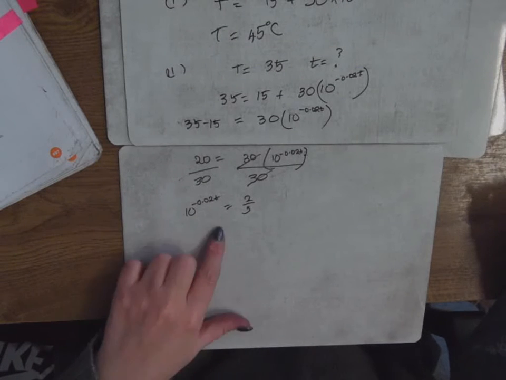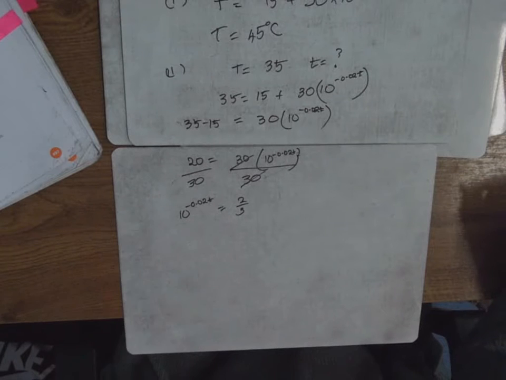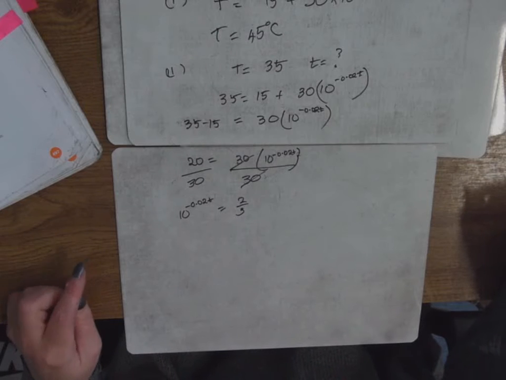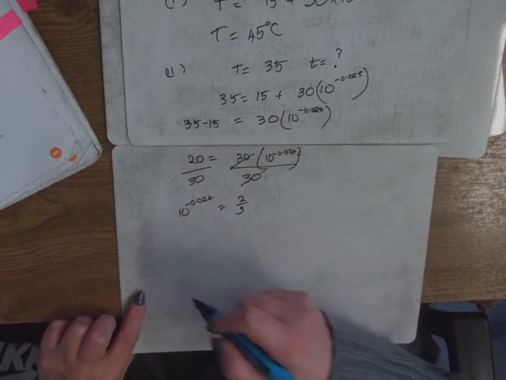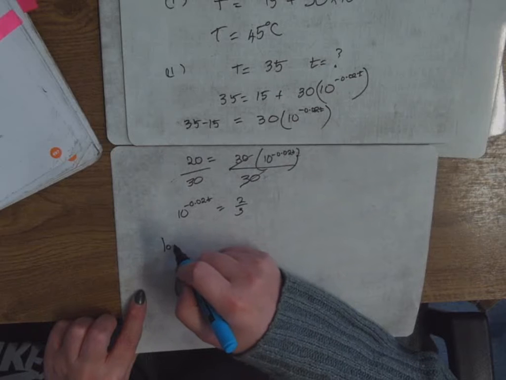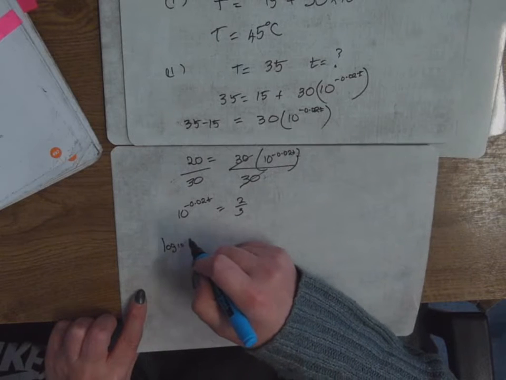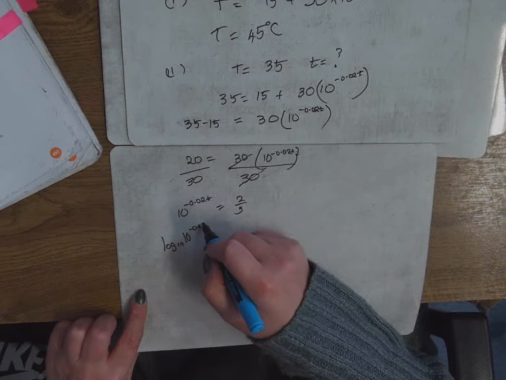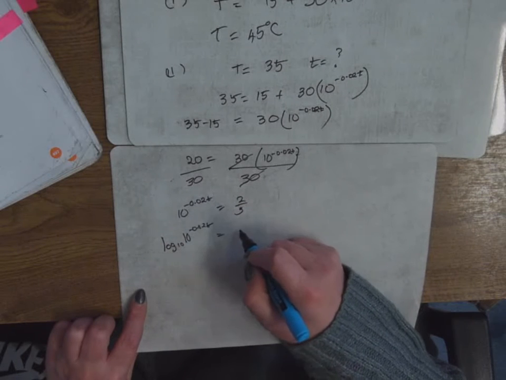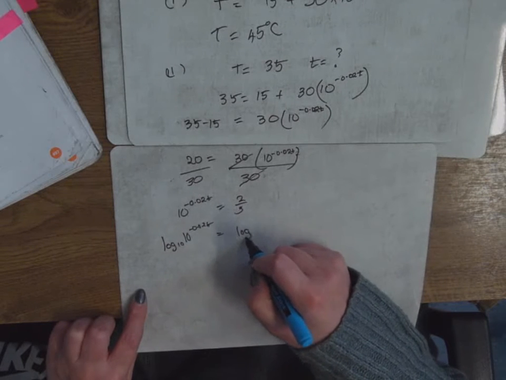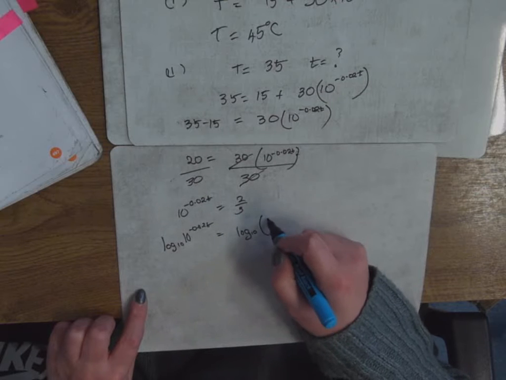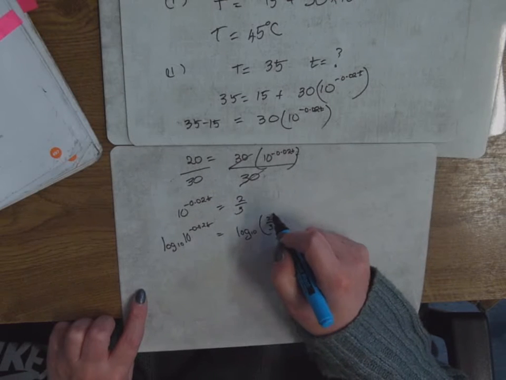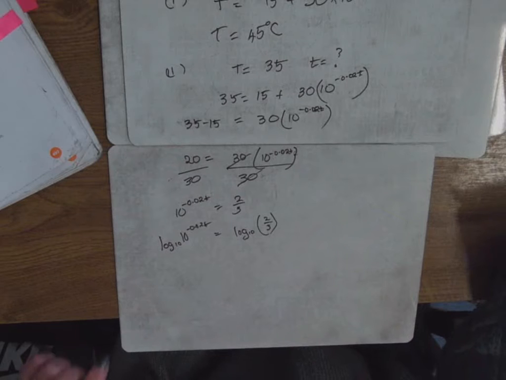Right, then, because the T, the variable you're looking for, is in the power, you need to get the log of each side. Log to the base 10. So log to the base 10, which is just the log button in your calculator, of minus 0.02 T is log to the base 10 over here of 2/3. So I got the log to the base 10 of each side.